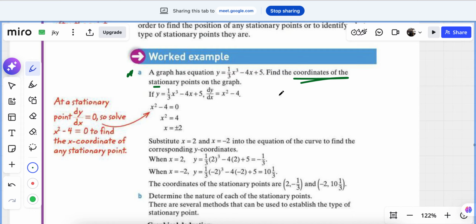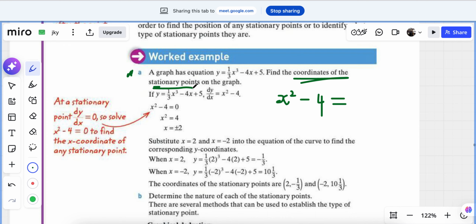So when we differentiate this, we get dy over dx equals 3 times 1 over 3, which is 1, so you get x raised to power 2 minus 4. If you differentiate this function, this is what you will get. You equate to 0. Why do we equate it to 0? Normally if it's not a stationary point, they will give us the gradient. We say equal to 8 if they've given us the gradient.